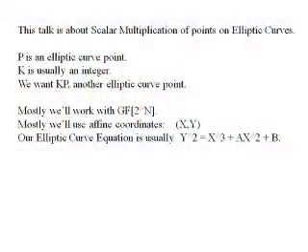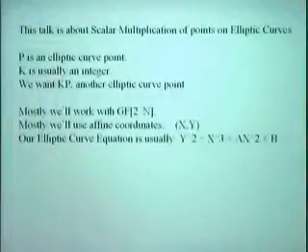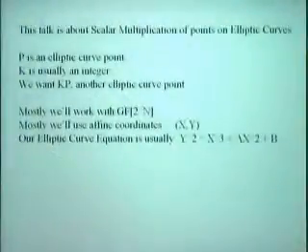Okay, this is a talk about scalar multiplication of points on elliptic curves. P is usually a point on an elliptic curve. K is usually an integer, and we want to compute K times P, another elliptic curve point. Mostly we're working on the Galois field GF(2^n), mostly. Mostly we'll use affine coordinates, which means just x and y. And our elliptic curve equation is usually this standard one. In fact, usually A is either 1 or 0.